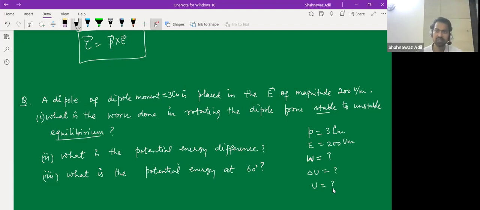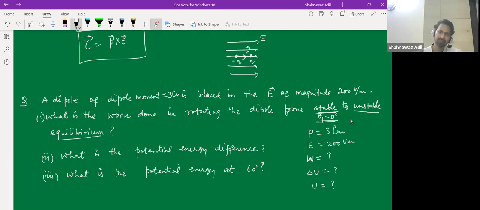Yes, absolutely, this is the critical information. For stable equilibrium, we have this electric field, and the dipole is making a 0 degree angle. This is minus Q and this is Q, so P is in this direction and E is in the same direction. So stable is theta 1 equals 0, as Chavez said.